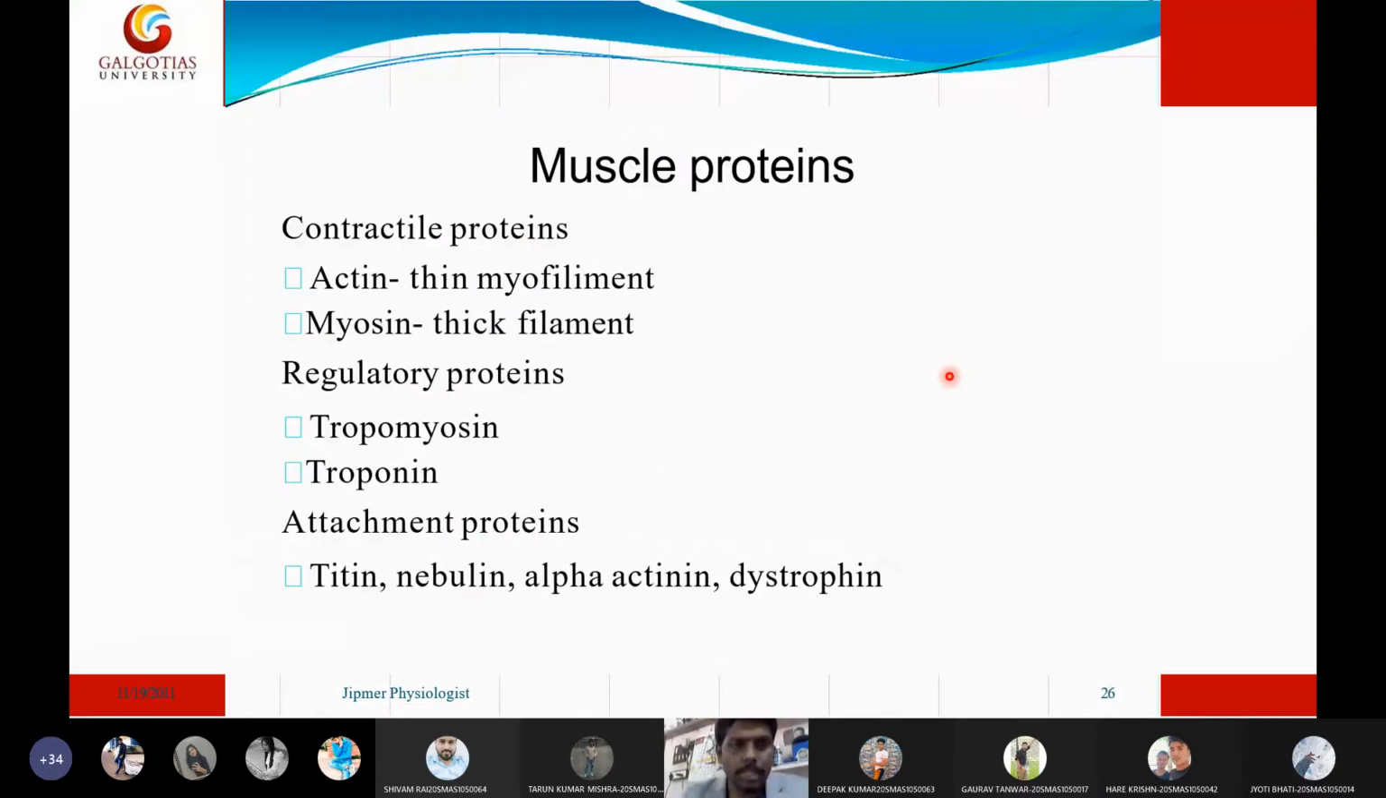So there are certain proteins in the muscles. These proteins are very essential for the movement or contraction of the muscles.